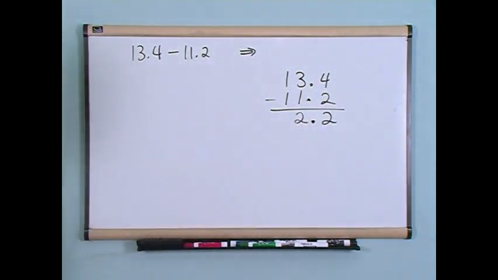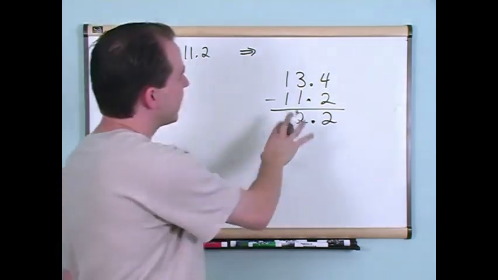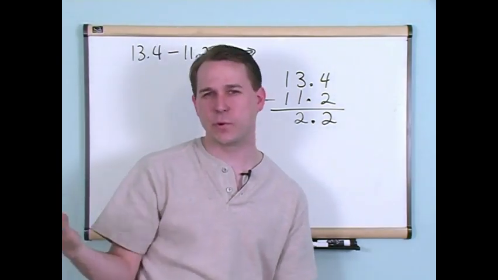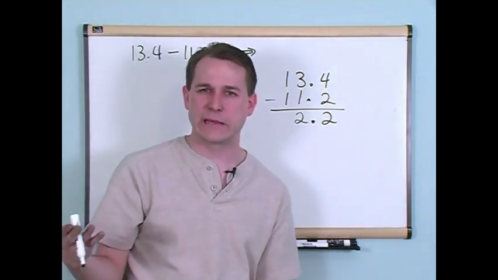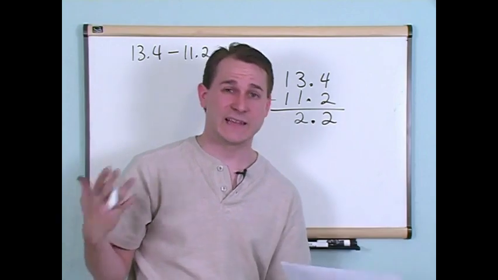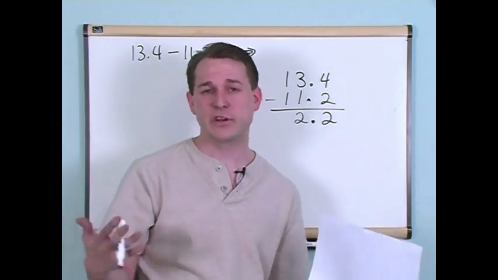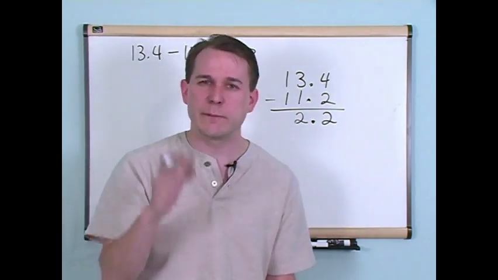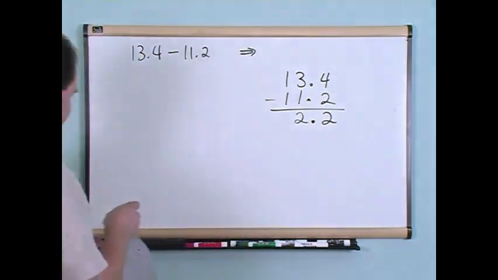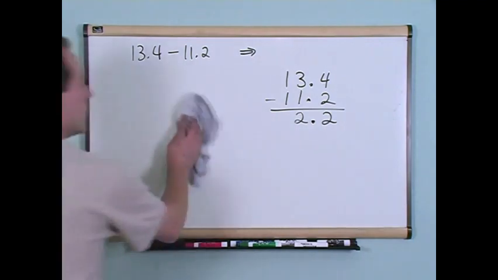2.2 is the answer. And when you think about it, this kind of makes sense because it's 13.4, which is somewhere around 13, and 11.2, which is somewhere around 11. So you know that 13 minus 11 is 2, so the answer is going to be somewhere around 2, and it turns out the answer is 2.2, which is just a little bit more than 2, okay? So it kind of makes sense, okay?